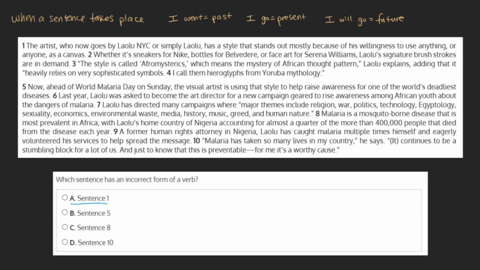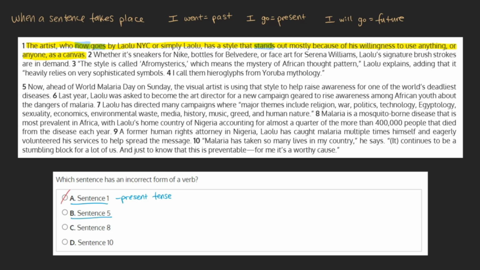Sentence 1. The artist, who now goes by Laulu NYC or simply Laulu, has a style that stands out mostly because of his willingness to use anything or anyone as a canvas. The usage of the word "now" tells us we'll be in the present tense. And indeed, we see our verb, "goes," is in the present tense, as is the verb "stands." As this sentence uses correct verb forms, this can be marked as incorrect.